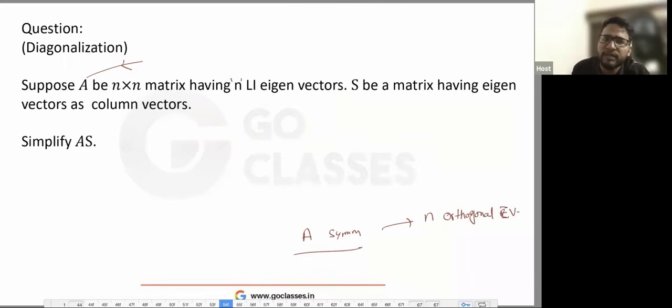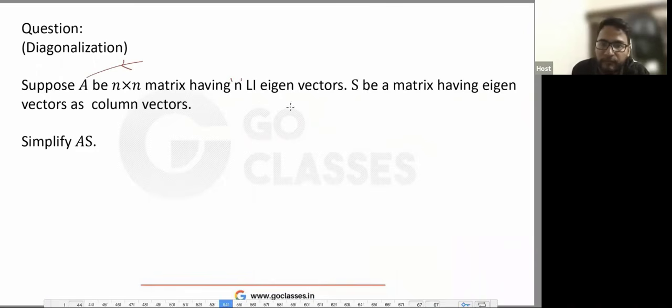But if it is not symmetric, then also you can have it like this. That's not a problem. If it is not symmetric, then also you can have orthogonal and linearly independent eigenvectors. So A is a random matrix, and they are saying that it has n linearly independent eigenvectors. Okay, that's good. Now, let S be another matrix having eigenvectors as column vectors.